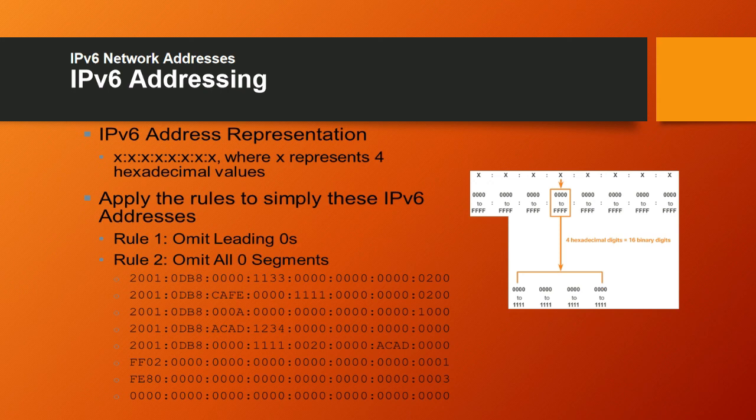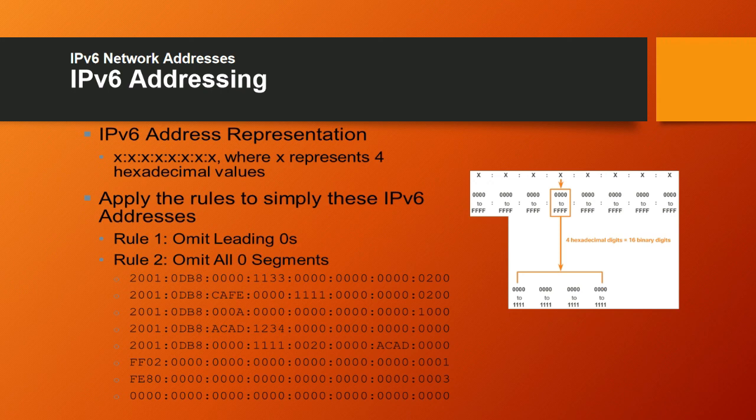IPv6 addressing. IPv6 address representation is through x:x:x and so on, where x represents 4 hexadecimal values. The IPv6 address size is 128 bits. The preferred IPv6 address representation is x:x:x and so on, where each x is the hexadecimal value of the 8 16-bit pieces of the address.